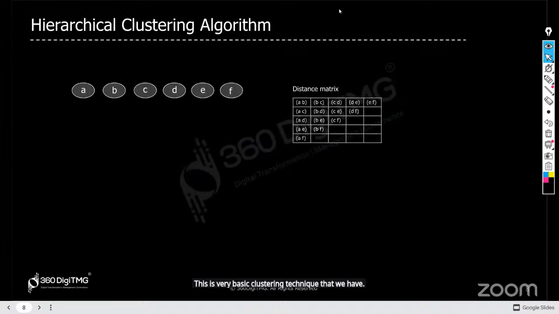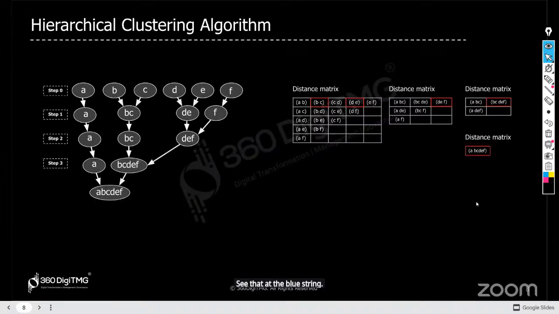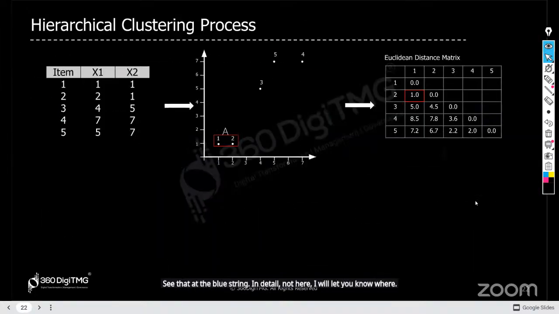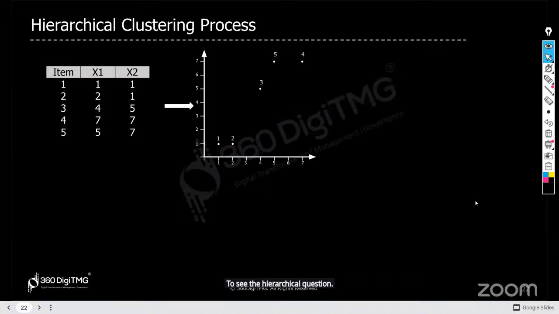Now, when it comes to hierarchical clustering, we will see the hierarchical clustering in detail. Not here. I will let you know where to see the hierarchical clustering. Here. Imagine that we got a very simple data set, which has x1, y1, and the items that we are having.